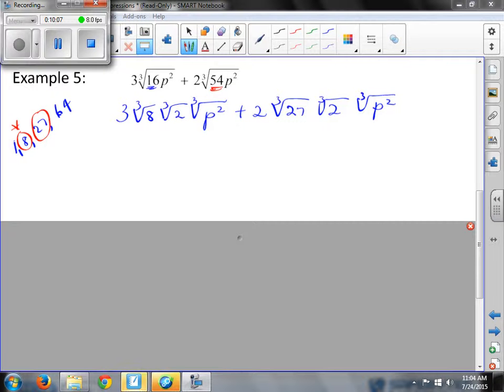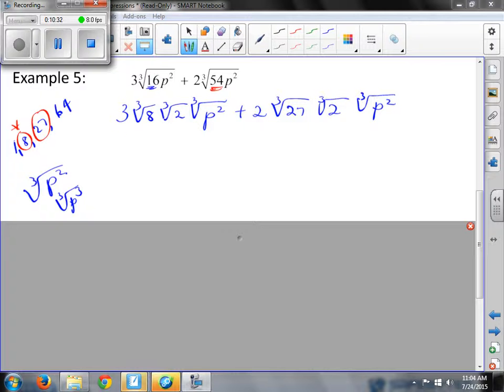Now the cube root of p squared will not break down. You remember we divide the index into the exponent, and 3 won't go into 2 because 2 is smaller than 3. We could only break it down if it were the cube root of p cubed, or if it were bigger than p cubed. But we can't break down the cube root of p squared because 2 is smaller than 3.